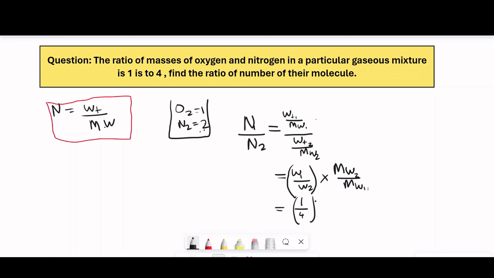And now, do we know this? Well, of course we do. The molecular weight of nitrogen is 28, right? Because 1 nitrogen is 14, so 2 nitrogen is going to be 28. And the molecular weight of oxygen is going to be 32. Now, when you do that, the answer comes to 7 divided by 32. And this is the answer.